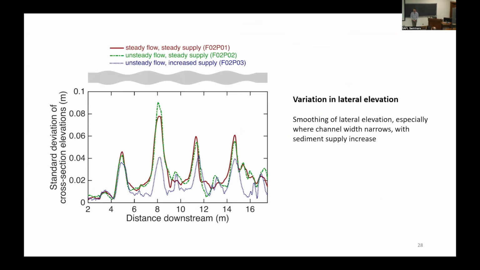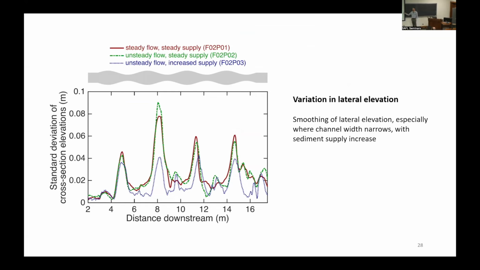So there's a number of things that were going on here that we observed. One is that the lateral elevation variation declined when we increased the sediment supply. What I mean by that is if I took a cross section across a part of this channel, if I have a central bar, it's going from low to high in the middle. If I'm looking in a pool, it's maybe going from high to low in the pool.